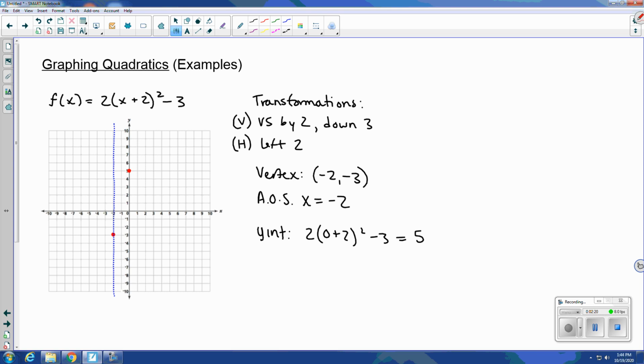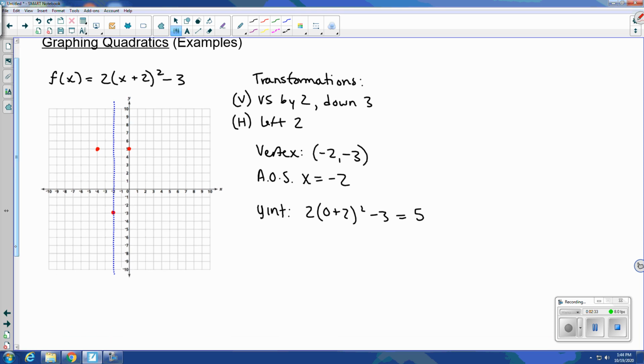Leveraging symmetry, this y-intercept is 2 units away from my axis of symmetry, so 2 units to the left of the axis of symmetry should also have a point. Let's evaluate the function at another point and then use symmetry to get our 5th point. So if I plug in -1, f of -1 will be 2 times -1 plus 2 squared, minus 3, which equals -1 plus 2 is 1, square it is 1, times 2 is 2, minus 3 is -1. So the point -1, -1 is also on our graph.